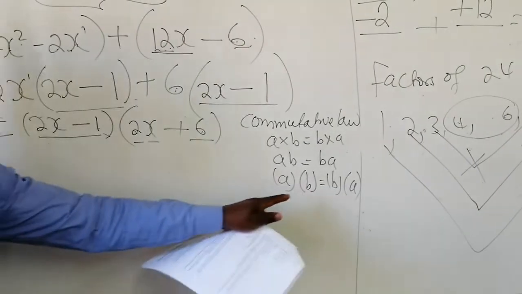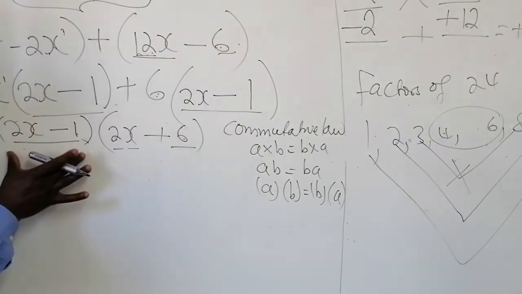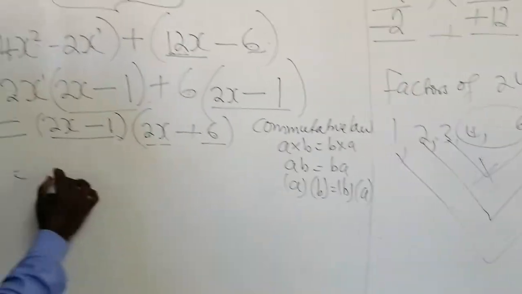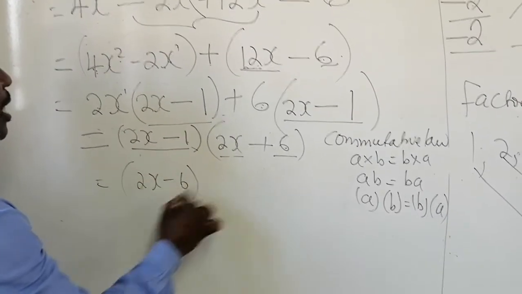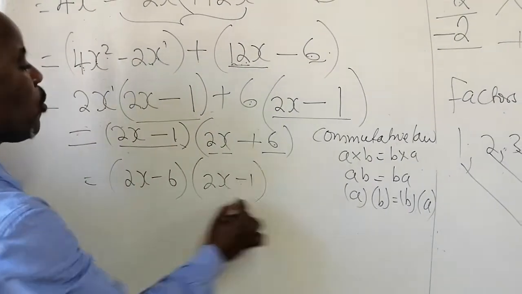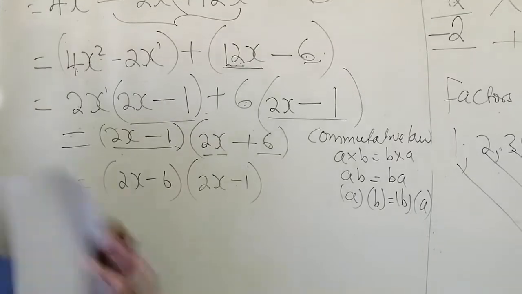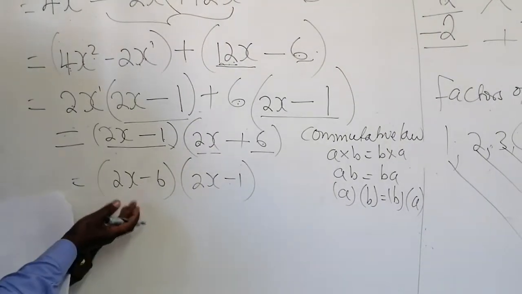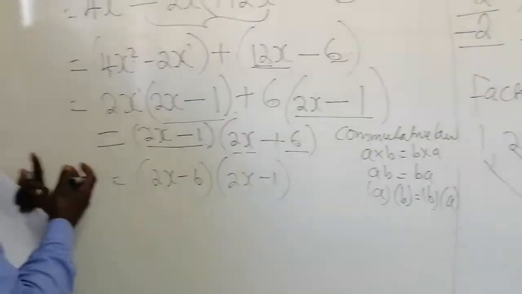Remember, we said brackets means multiplication. So we've got this bracket times this bracket, which means that 2x minus 6, 2x minus 1. We can interchange this. It will not change the result. So that the one that we want to factor out is on the left side.